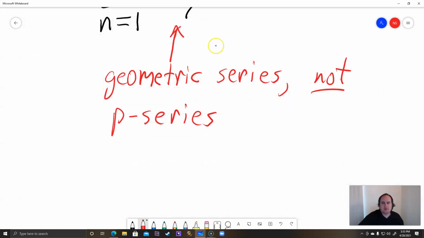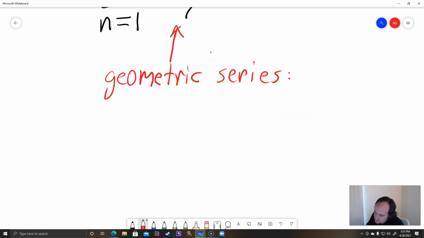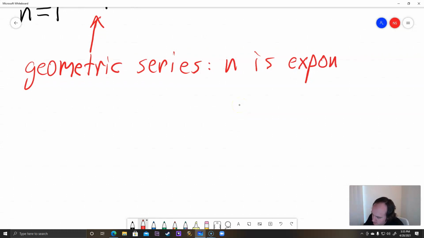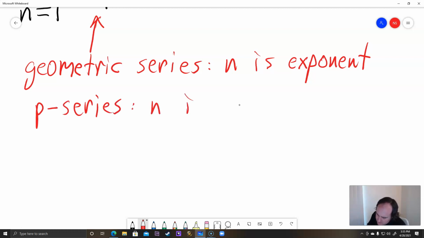Okay, so how do we tell the difference? Well, geometric series means n is the exponent. So n is the exponent for a geometric series. Let me just write out the full word. Whereas for a p-series, n is the base. Okay, so that's how you tell the difference between a geometric series and a p-series. n is the exponent for geometric, n is the base for p-series.